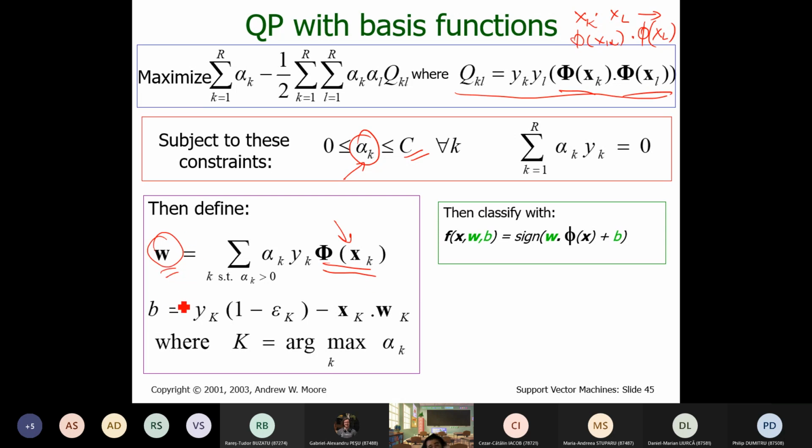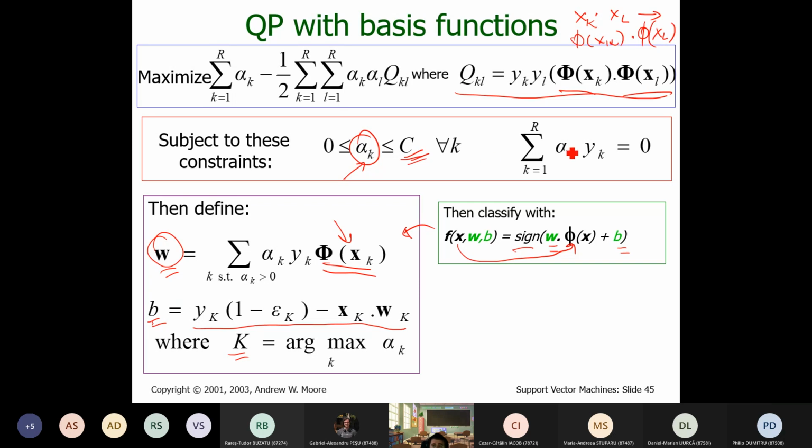Afterwards, once we set the value of w, the value of b can be identified from this formula, yk multiplied by 1 minus ck minus xk wk, where the value of k is argmax of ak. So the maximum value, this c. Once we have the value of w and b, to classify a new point, we get first from x to phi of x. The value of w and b were computed in here. So we can compute this product, we take the sign, and we decide whether it's a positive or negative class.